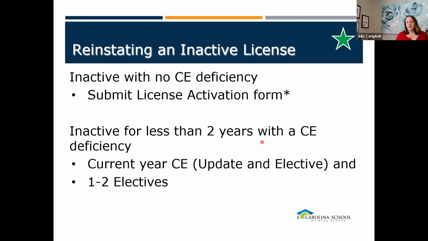If you've been inactive for less than 2 years and you've not been doing CE, again, you've been sending that $45 in, that renewal fee, you need to do some CE. You need to get caught up. So they're going to make you do this year's CE again, and they're going to make you do some extra electives. So they're going to make you do the update, and then they're going to make you do 1 or 2 electives. The thinking here, you guys, if you've been a year or 2 without CE, real estate laws and rules are constantly moving. So if you miss education for a year, you've missed a lot.